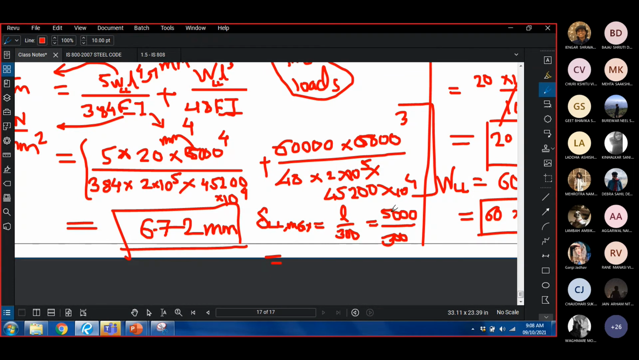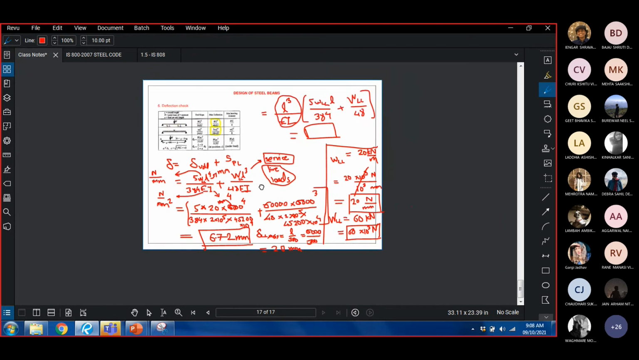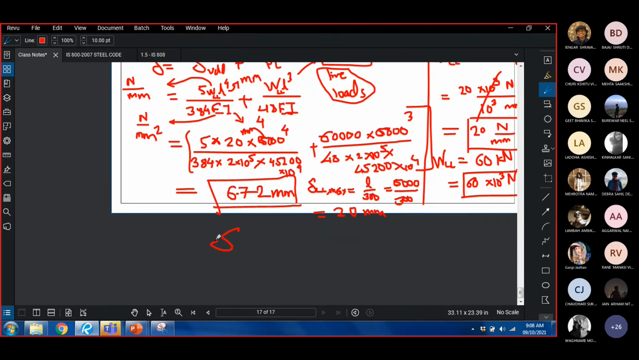So this 6,000 upon 300 is 20 mm. Okay, when we compare these two values, we say that delta, the deflection that we have got, is less than delta live load max. Therefore, the section is adequate.